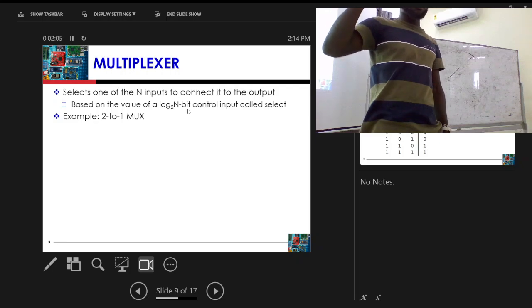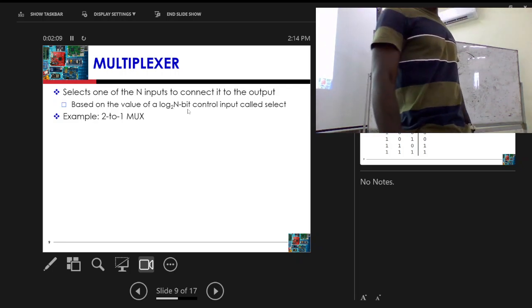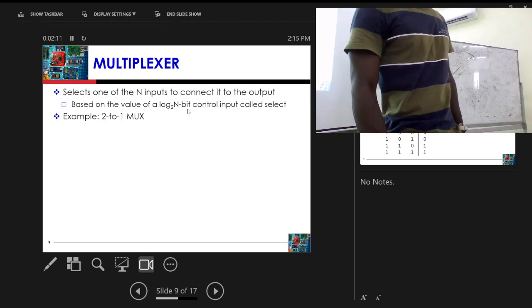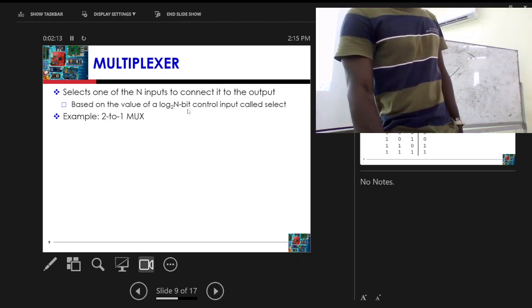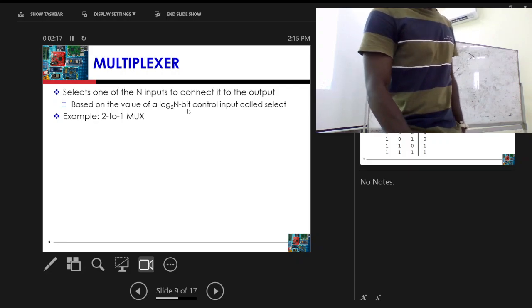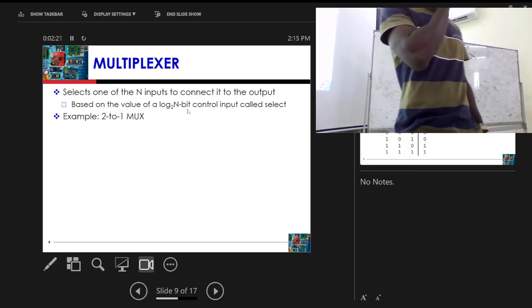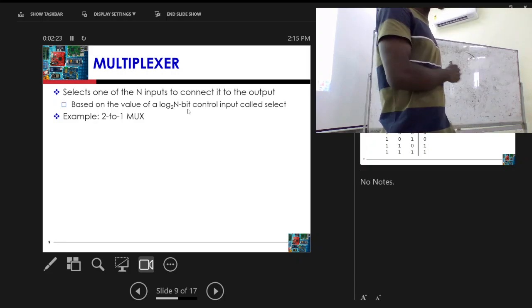So our next one is the multiplexer, right? Who knows what a multiplexer is? You guys have heard of it before, I'm sure. What is it?